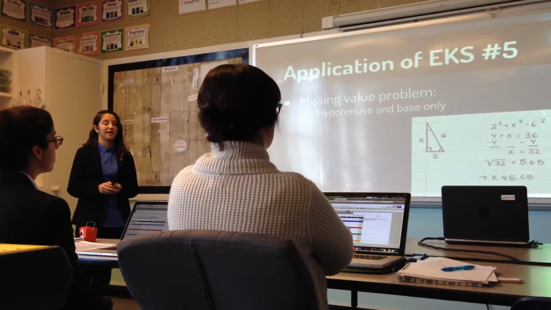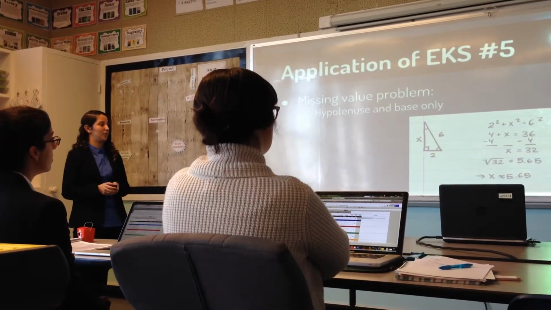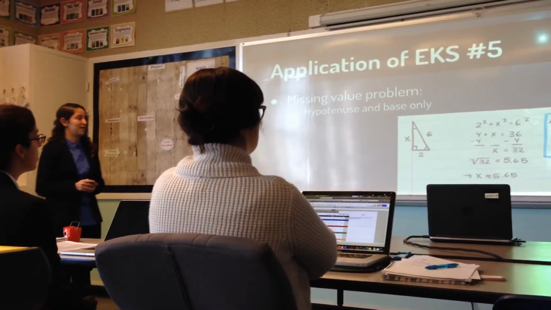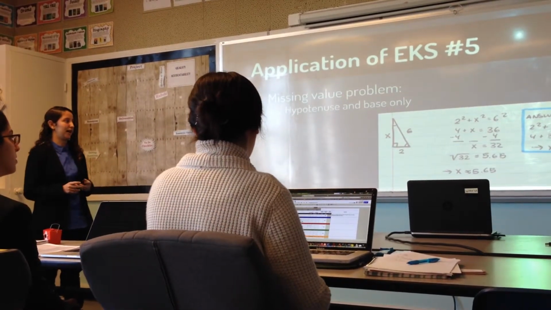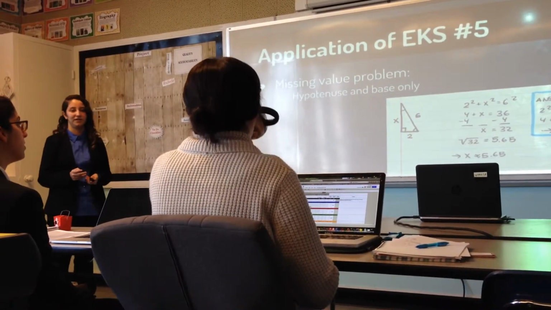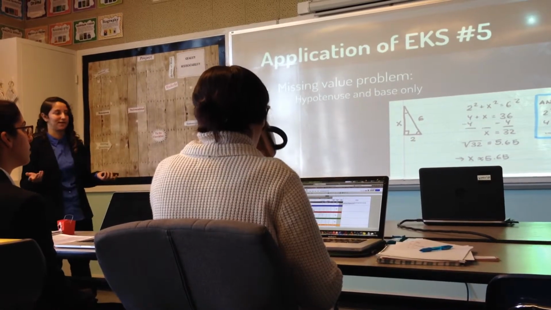An application of EKS number 5 would be this missing value problem that I've created by myself. As you can see, I drew a right triangle with only the hypotenuse and the base available, and we needed to find the height, or the missing side in this case.